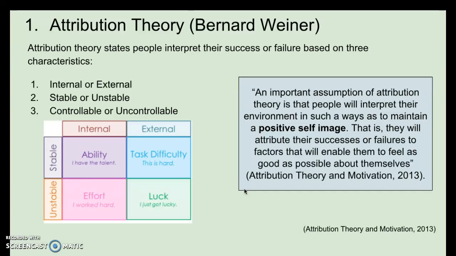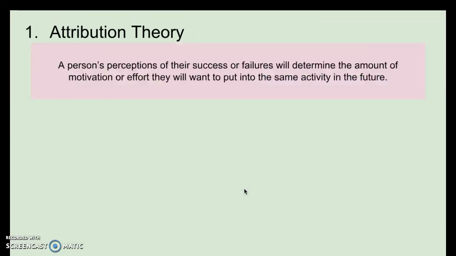So in the long game, when looking at your students and looking how they're attributing their successes or failures, keep in mind that they are always trying to continue to have that positive self-image about themselves and their abilities as a student. So, just a general rundown of attribution theory. A person's perceptions of their success or failures will determine the amount of motivation or effort they will want to put into the same activity in the future. So, if a person attributes their success in something to their effort, they're going to continue to want to put in motivation for school for that activity in the future.